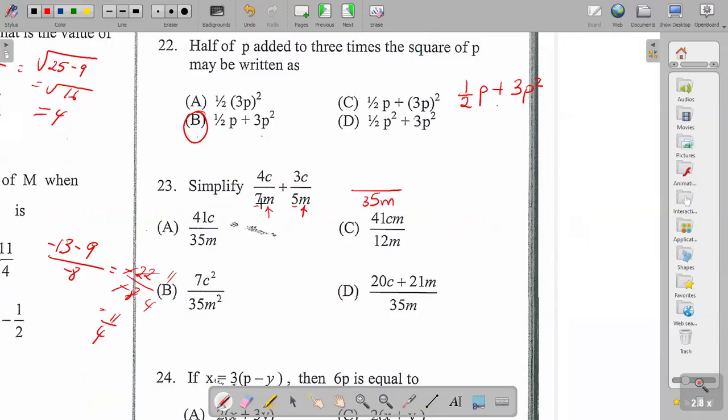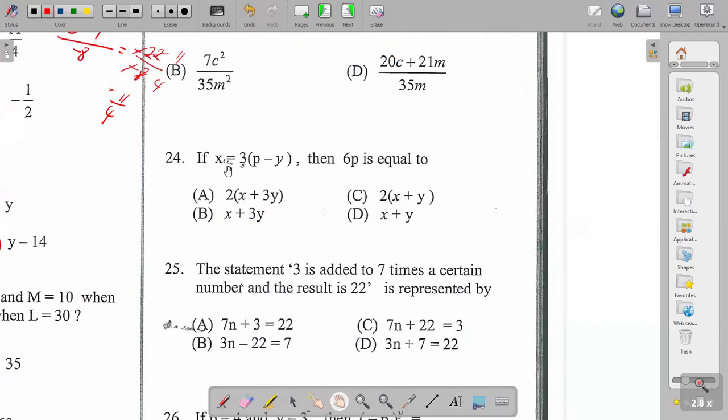So the question is, how do I change 7M to 35M? I multiply by 5. Well, we take the bottom into the top. So that would be 20C plus, what do you do to change 5M to 35M? You multiply by 7. 3 times 7 is 21C. So that would be 41C over 35M. So your answer is A.